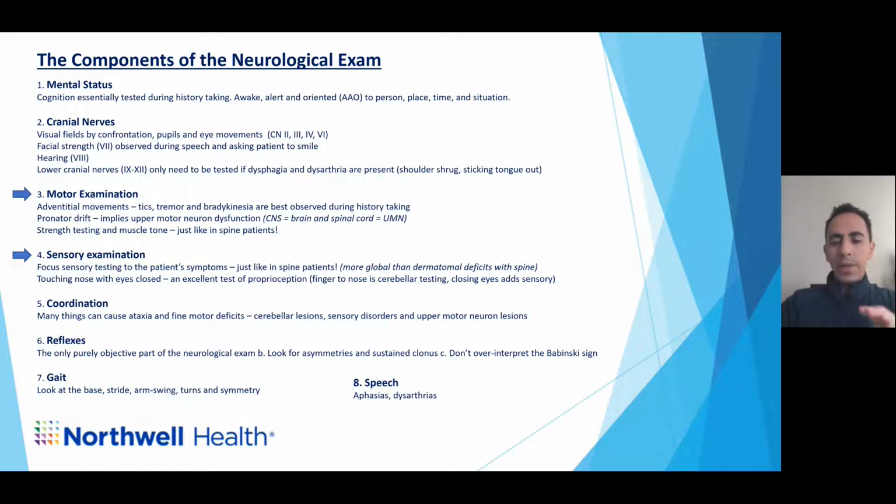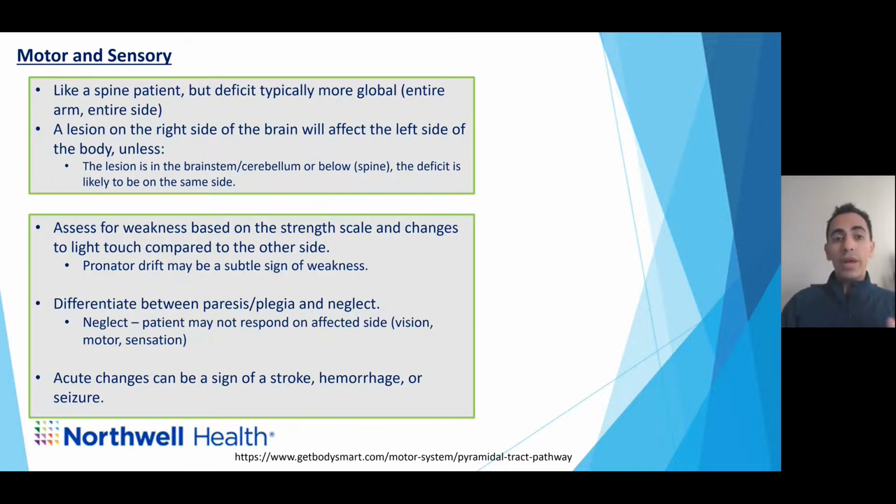I'm putting these together because, unlike the spine exam that goes along dermatomes, where you have a weak thumb or weak extension or weak toes, typically with cranial patients this is more global, right? The deficit is either the whole side, hemiparesis or hemiplegia, or the entire arm. It could be both weak, paralyzed, and numb. They don't all have to go together, but they can. And typically the problem speaks to where the lesion is, right?